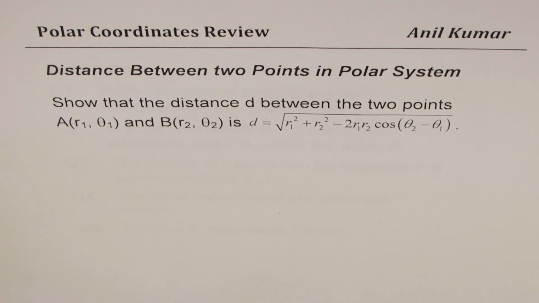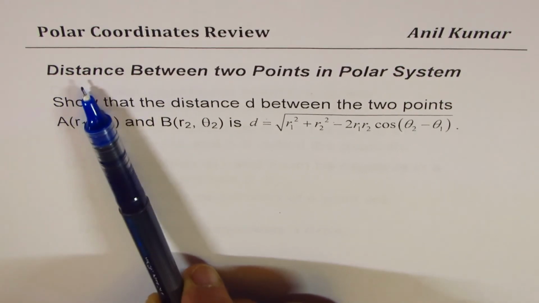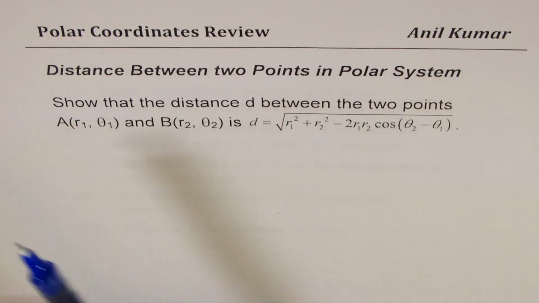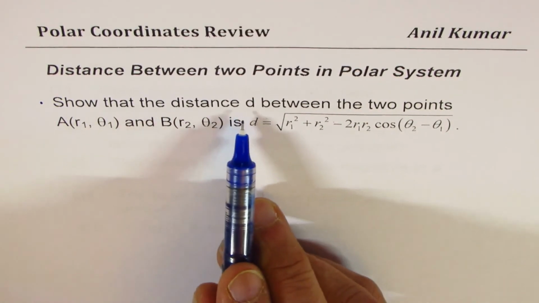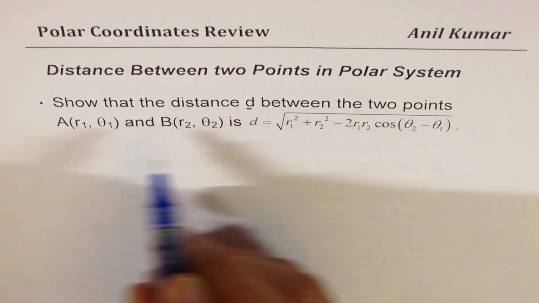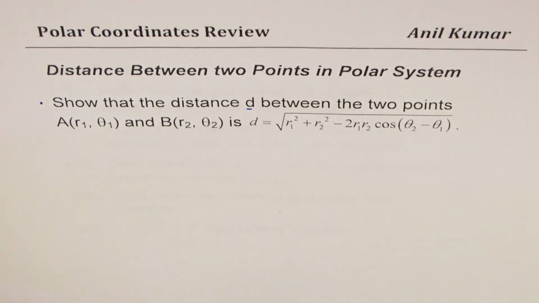Now here is almost the end for us. I see some more questions coming up. Distance between 2 points in a polar system. The question here is: show that the distance d between the 2 points r1 theta 1 and r2 theta 2 is given like this. That should not be difficult.